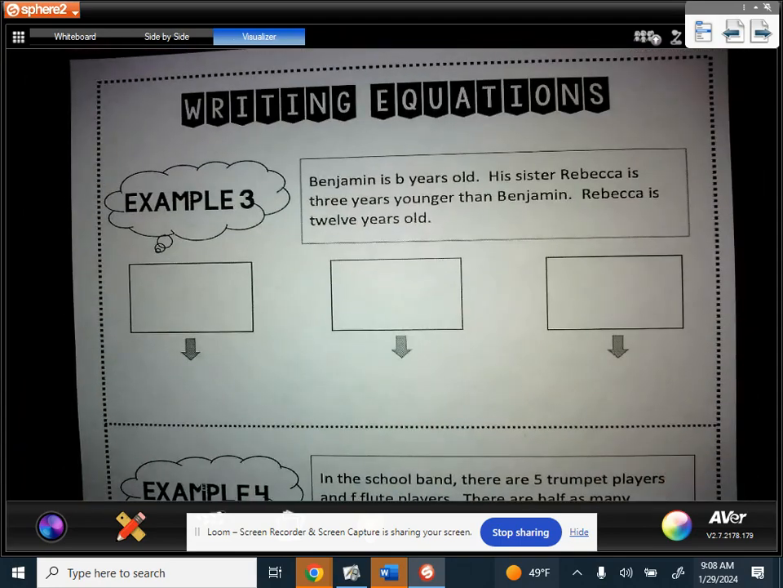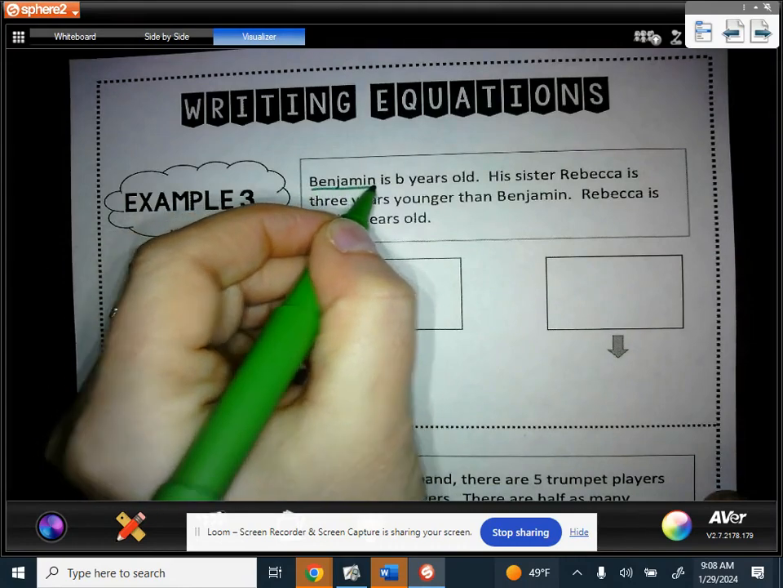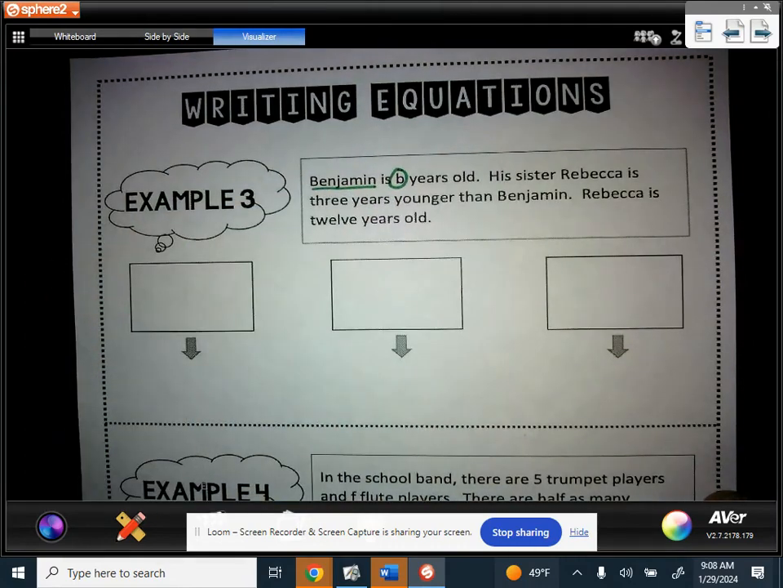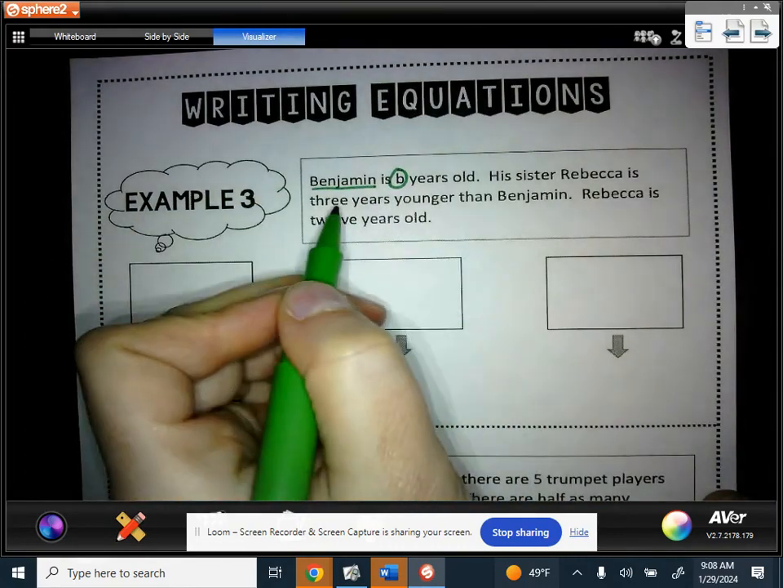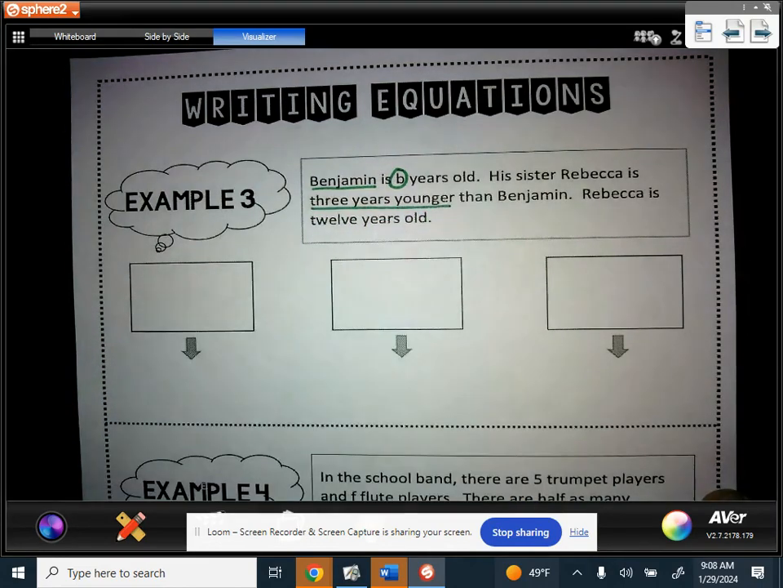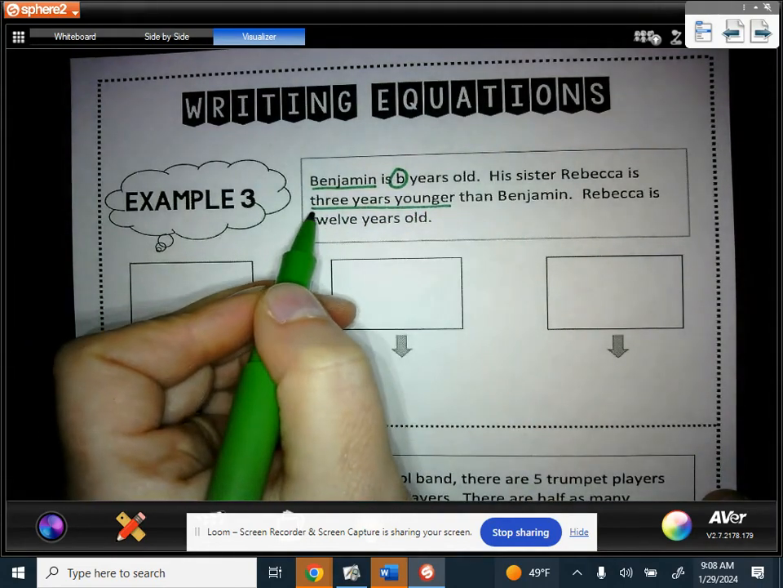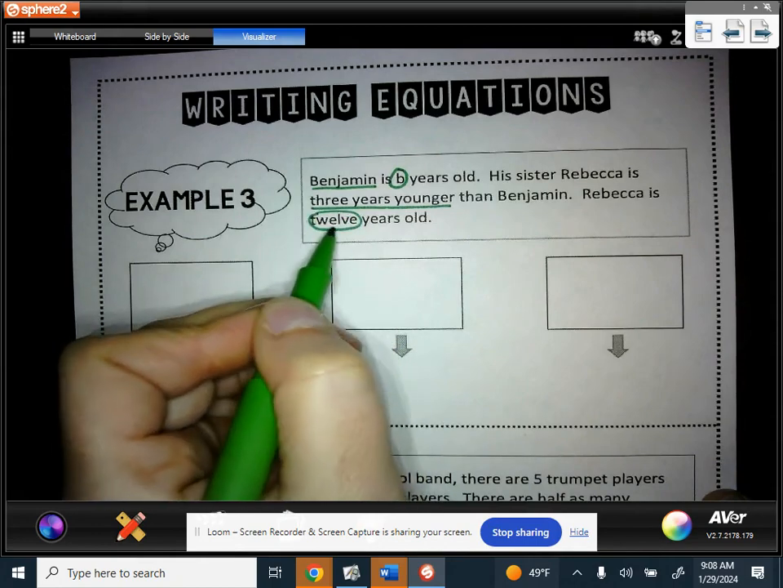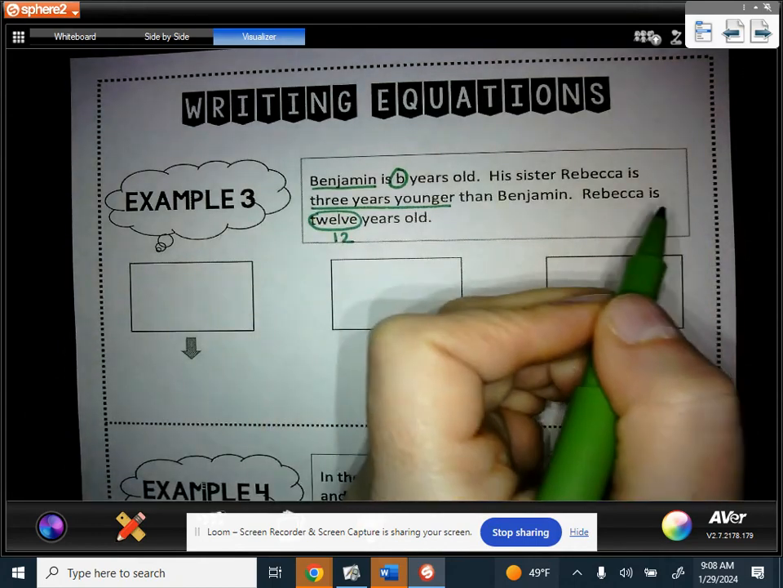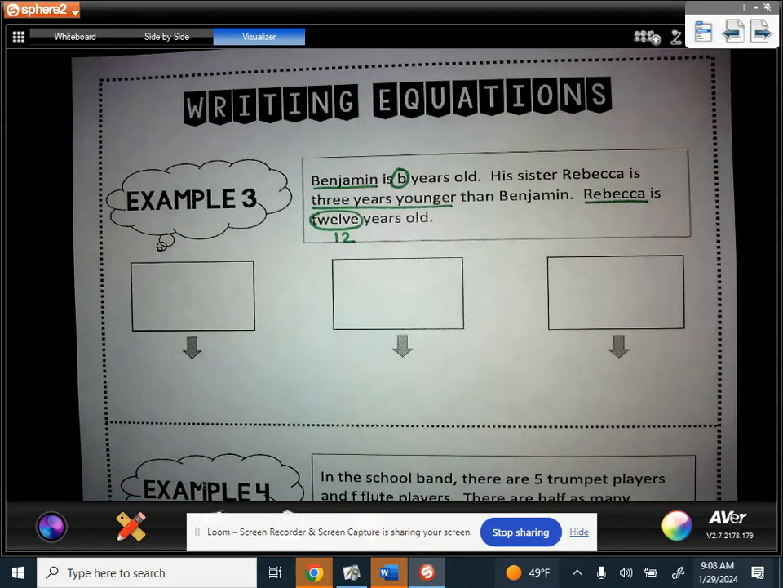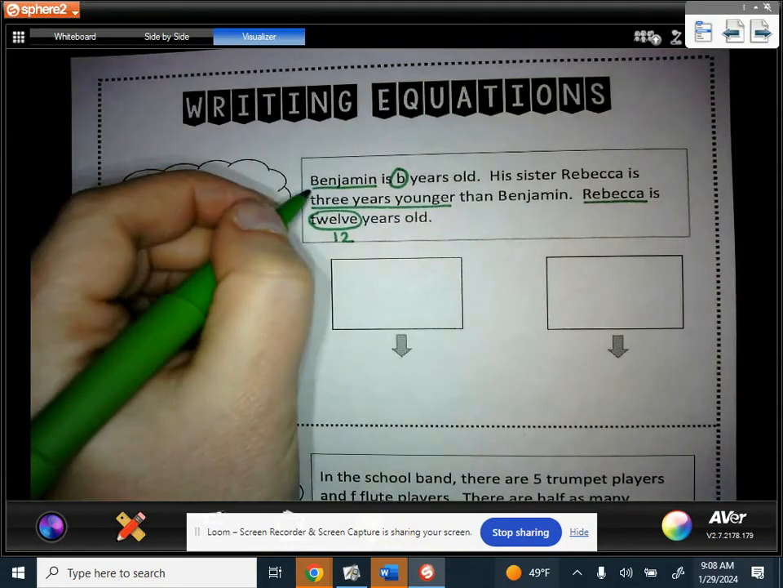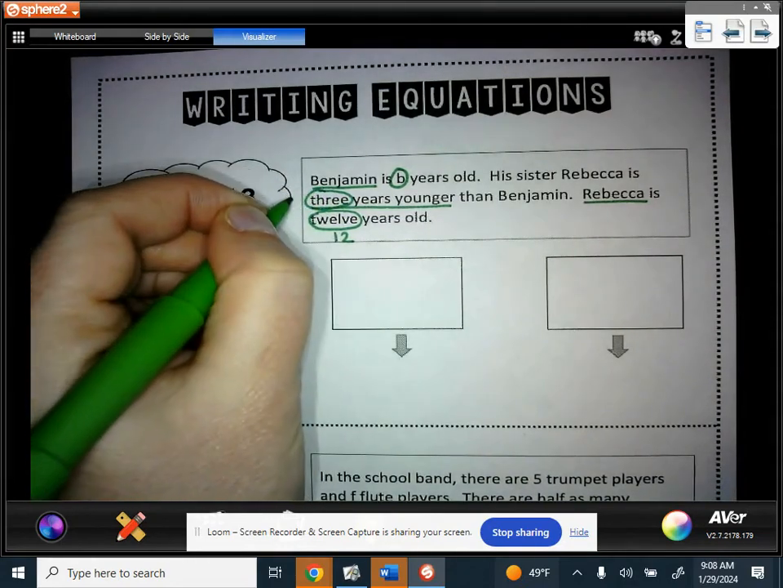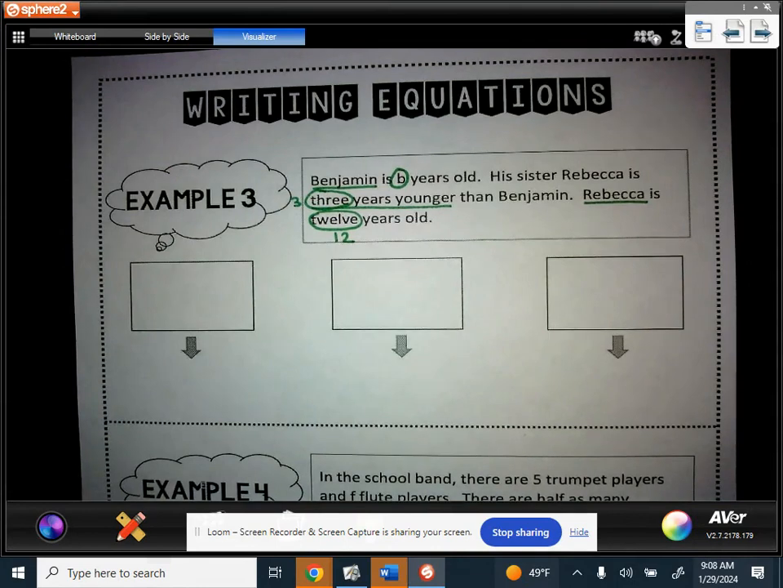Okay, example 3 says Benjamin is B years old. His sister Rebecca is 3 years younger than Benjamin. And we know Rebecca is 12 years old. So Benjamin, we don't know his age yet, but we're going to call that B. We know his sister's 3 years younger, and we know that she is 12. Again, we don't want that number there. That's for Rebecca. We want a real number, not a word number. And then I also see this one. Let's go ahead and write a 3 here.